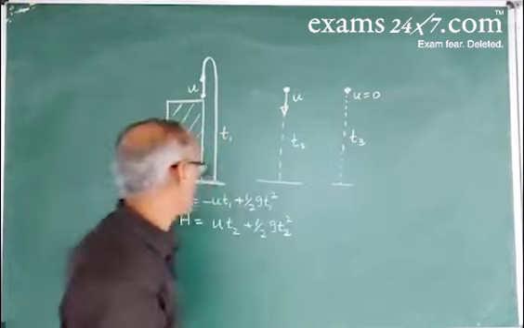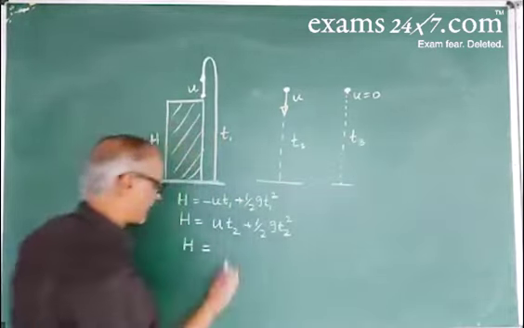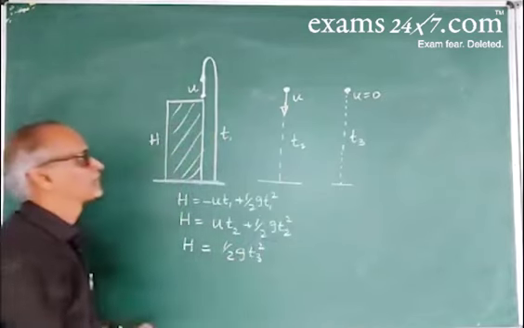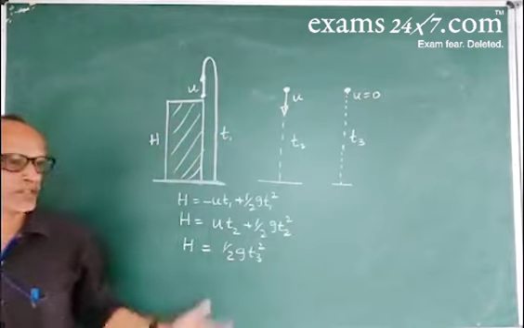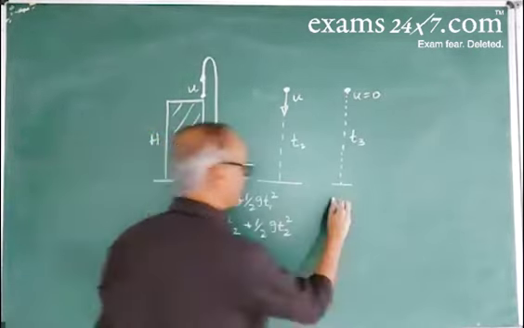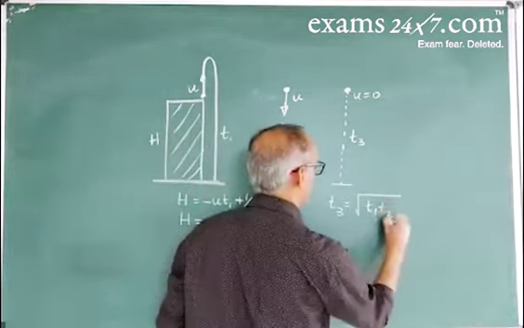And in this case, the equation for h, with u equal to 0, gives me half g t3 square. Now, by solving this equation, we can find the relation between t1, t2, and t3. That is, t3 is equal to root of t1 t2.